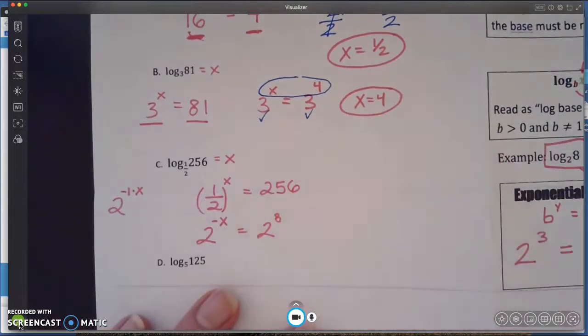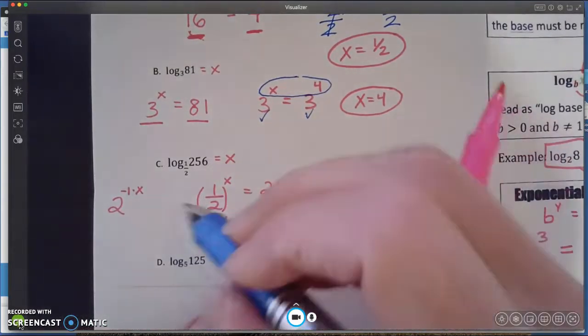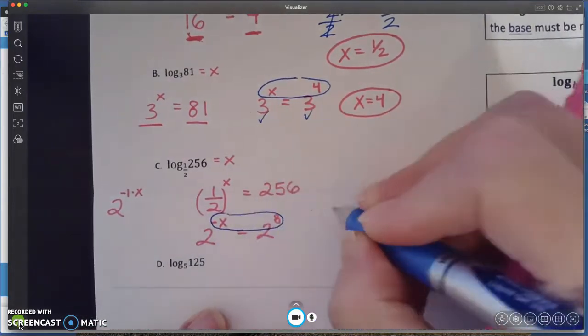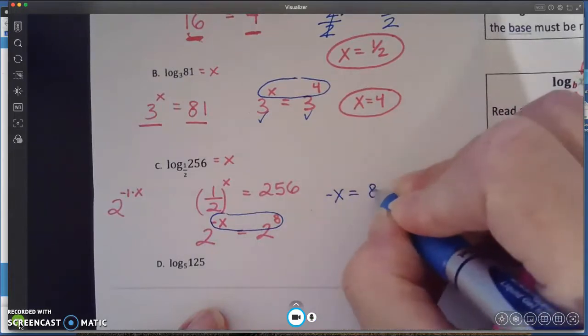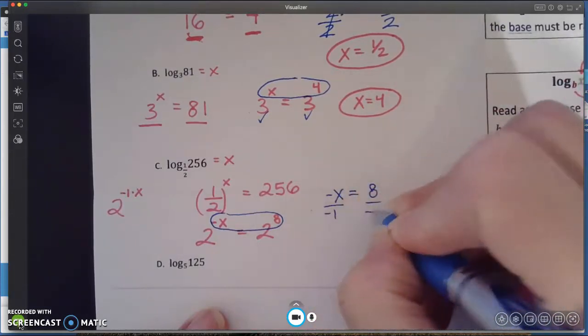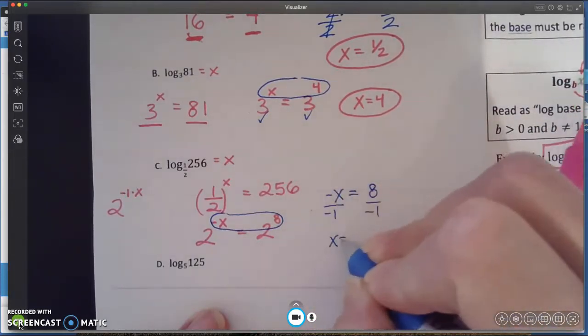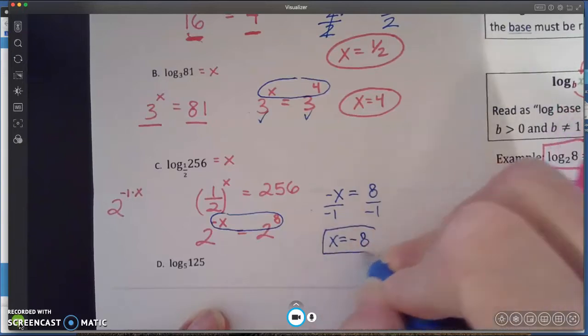That way I can set these exponents equal to each other. So negative x is equal to 8, which means by dividing out the negative 1, x is equal to negative 8. That would be our solution.